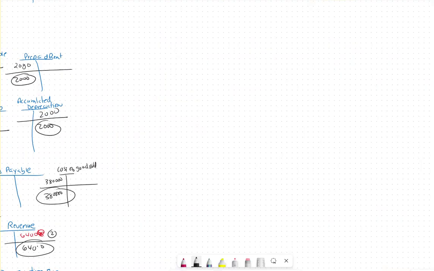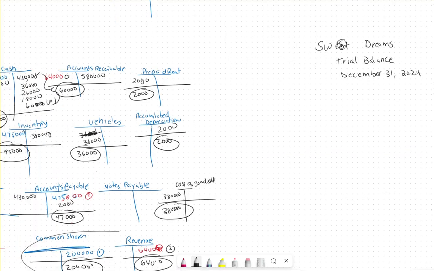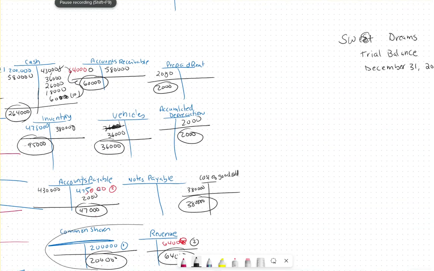When you do the trial balance, you have to write the heading. This is Sweet Dream Chocolate Limited, so this is the name of the company. And what are we trying to do? We are trying to do a trial balance. When are we doing it? On December 31st, 2024, using whatever the balances are from these T accounts.